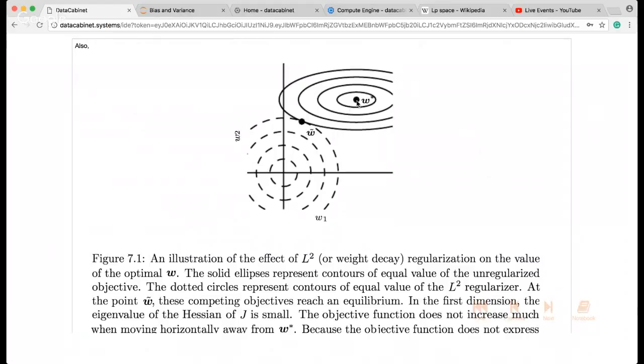And this is because in the W2 direction, there is a lot of gradient because the contours are moving very fast. So the Hessian also has a higher eigenvalue in this direction. But in this direction, the contours are not moving very fast. So the Hessian doesn't have a big eigenvalue in this direction. So you can think of it this way.